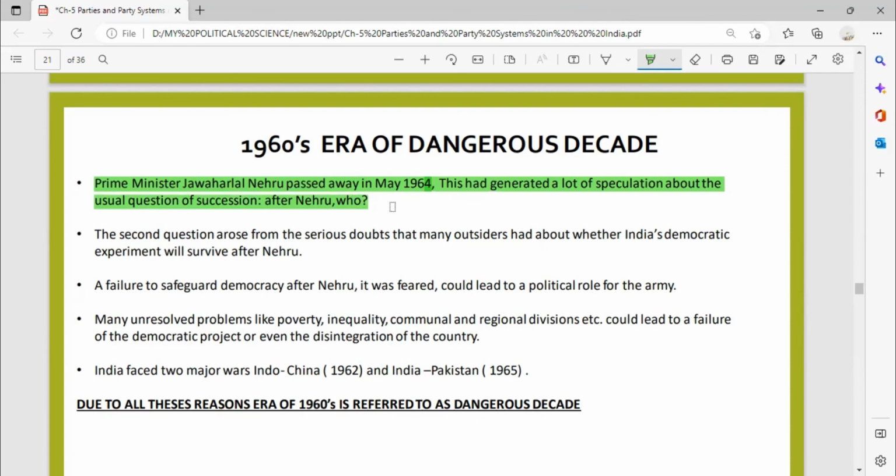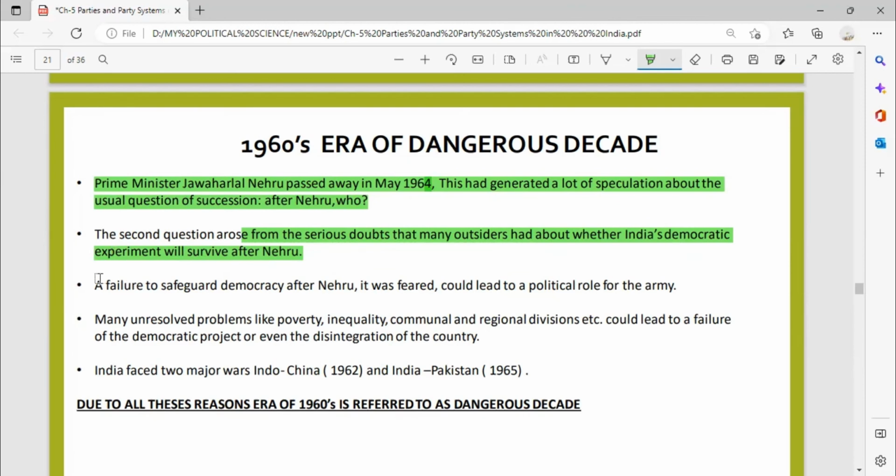Actually, the question was not after Nehru who, the question was after Nehru what? Because till now Nehru was there, everywhere he could handle the situations, but after Nehru what will happen with India? This was the major question which was asked. Whereas the second question arose from the serious doubts that many outsiders had about whether India's democratic experiment would survive after Nehru. Whether India will remain a democracy or it will change its character.